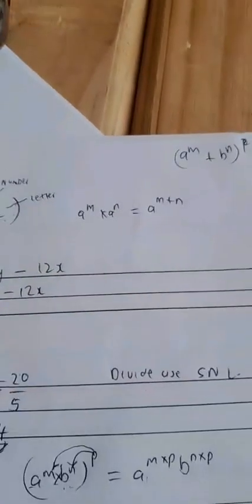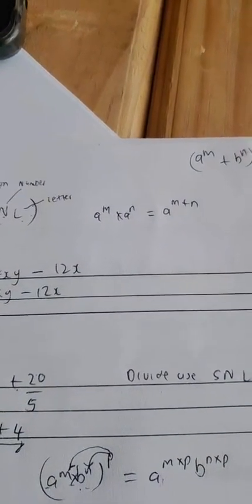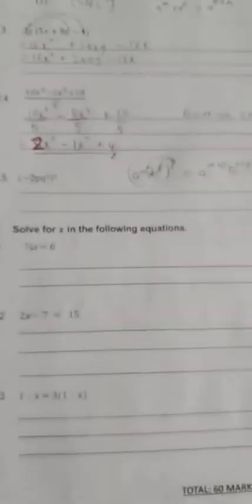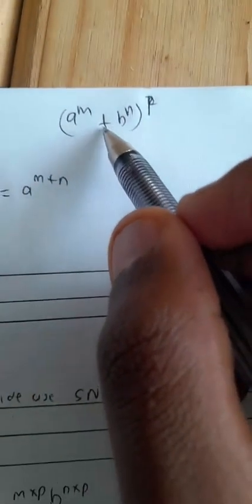It cannot happen when the relationship between the bases is addition or subtraction. Like I said, we cannot distribute the exponent like this where there's addition or subtraction between the bases. So let's always take note of that.